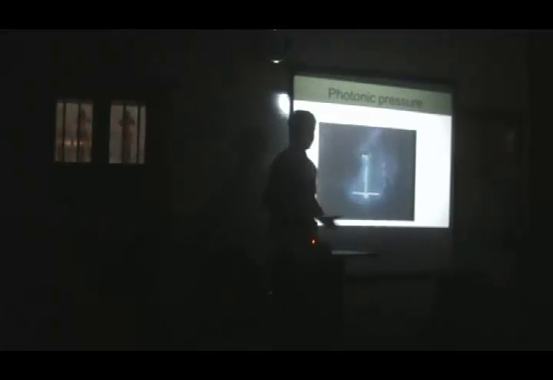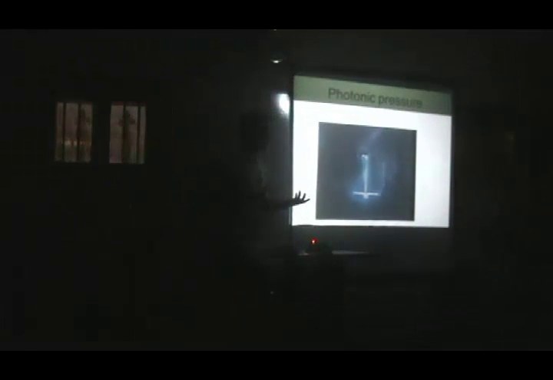Right? And that's actually seen in a lot of cases, right? Solar sails and light sails work on that concept. You have a very reflective surface at the end of a satellite or a probe which you want to send. And the sheer momentum from light will be sufficient to push it. So this is an object which is being levitated purely because of photonic pressure.